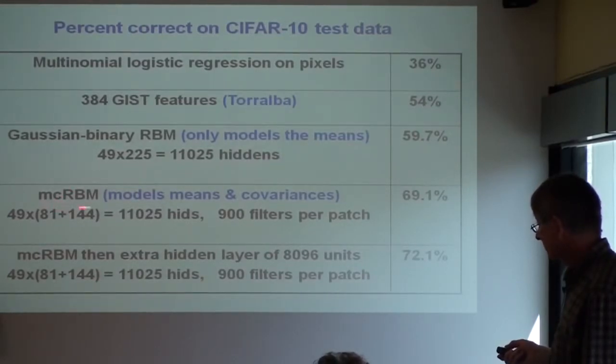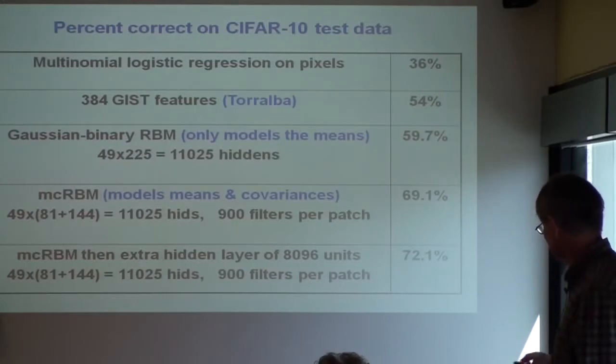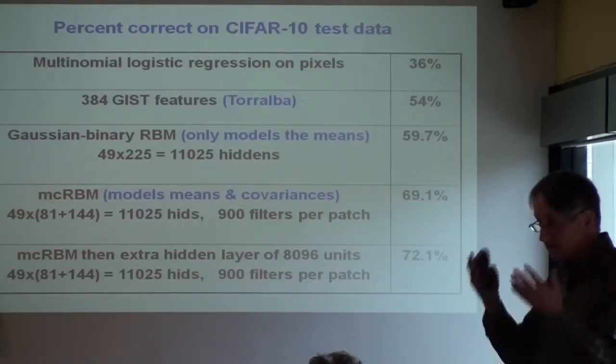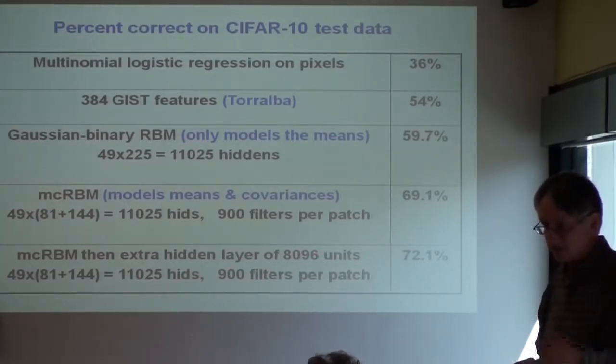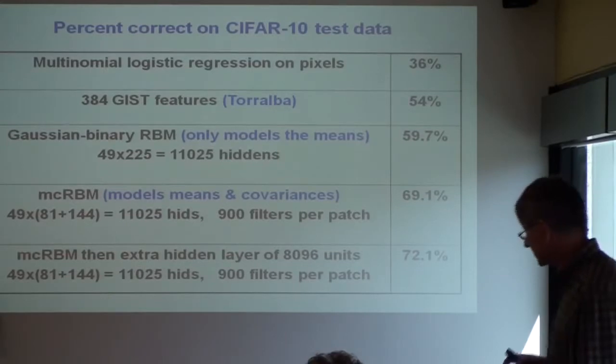If you use one of these RBMs with both the units like these ones for doing the means, and then these units with the three-way interactions for modeling covariances, you get 69%, as long as you use a lot of these factors. And if you then learn an extra hidden layer of 8,000 units, so notice that times 11,000 that's 100 million. So there's an extra 100 million connections you learn there. But that's fine, because it's unsupervised, and you just learn it on lots of data. You get up to 72%. And that's the best result so far on this database.